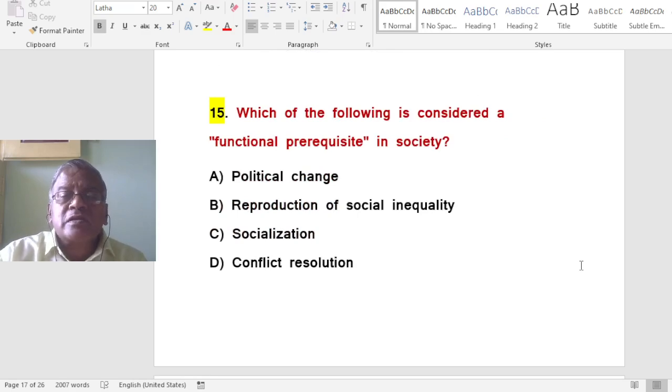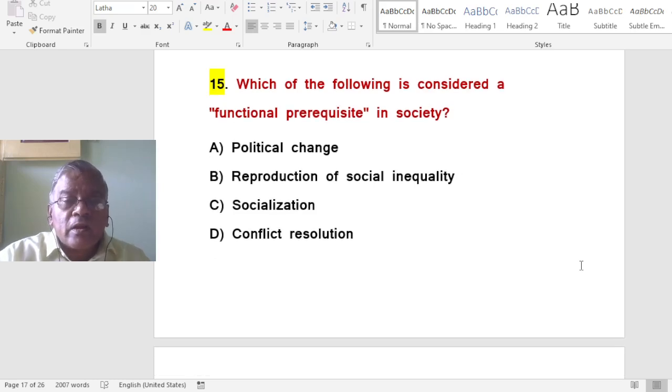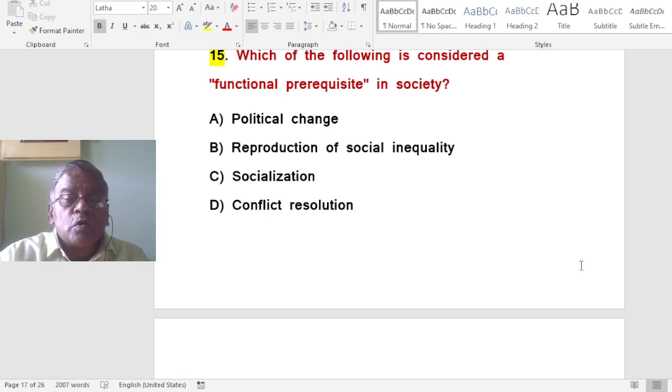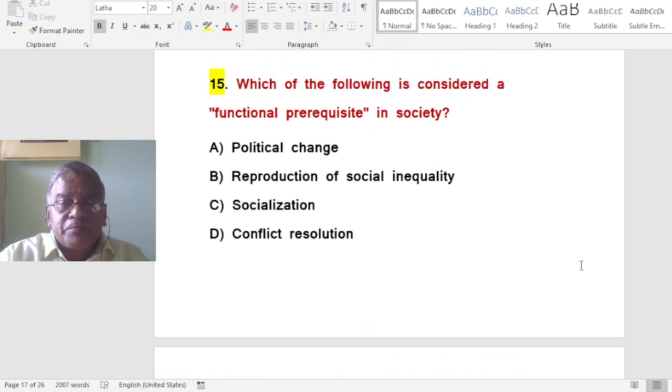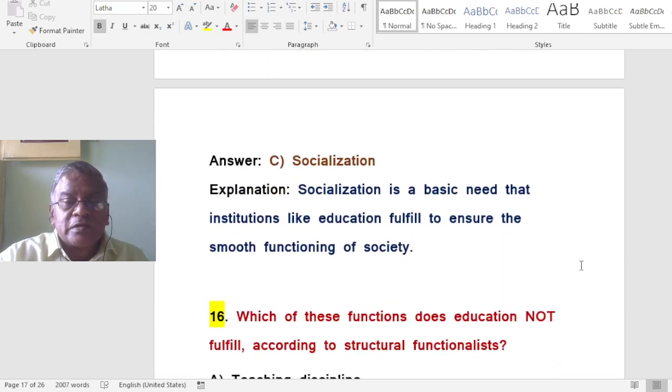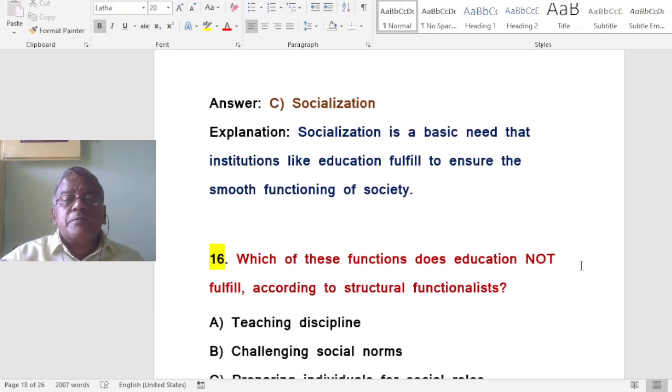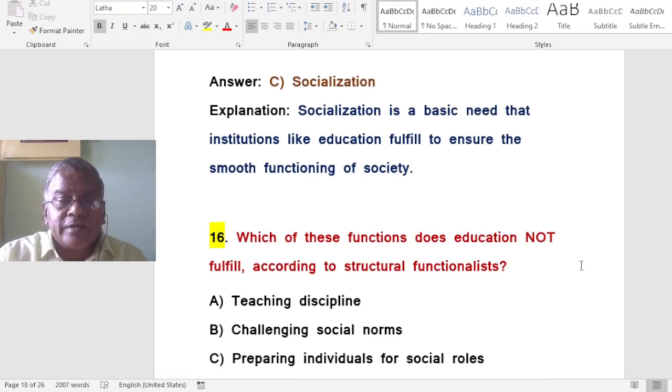Which of the following is considered a functional prerequisite in society? Political change, reproduction of social inequality, socialization, conflict resolution. That is socialization. That is a functional prerequisite in structural functionalism. Socialization is a basic need that institutions like education fulfill to ensure the smooth functioning of society.